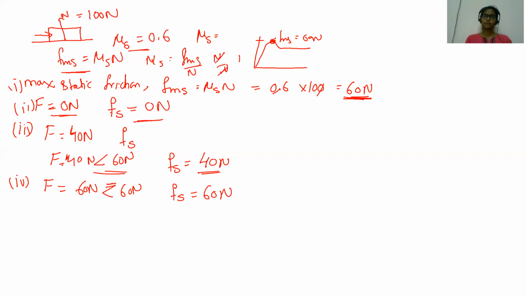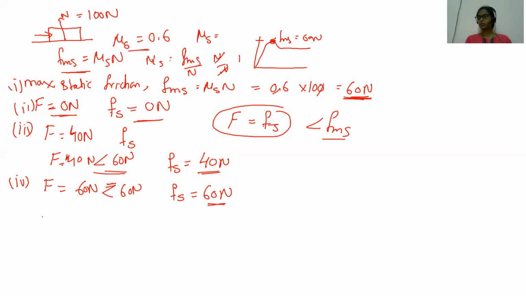Understood, children? Up to 60 Newtons, whatever you apply, the applied force is just equal to the frictional force. When the applied force is less than f_s max, the applied force is equal to the static friction. That's all. Understood, children, up to here? Next one they have given: at what value does the body start moving? A body will move when you apply more than 60 Newtons. So this is the question.